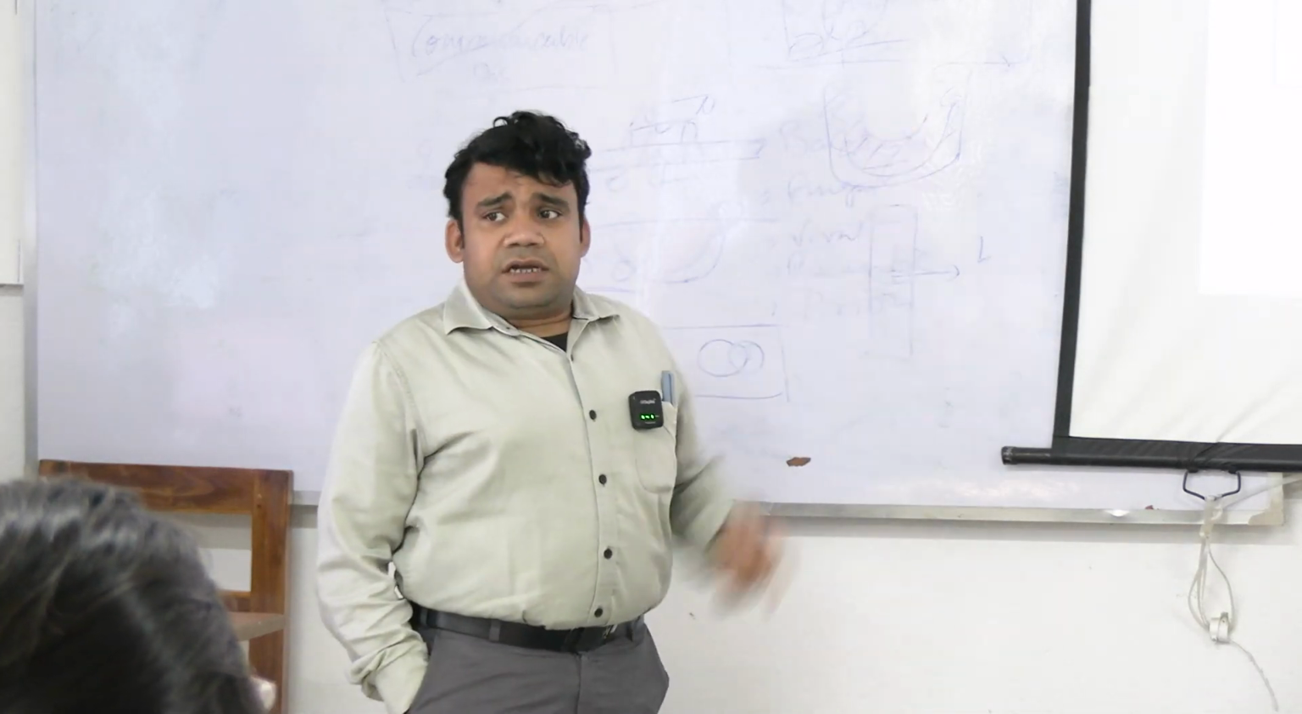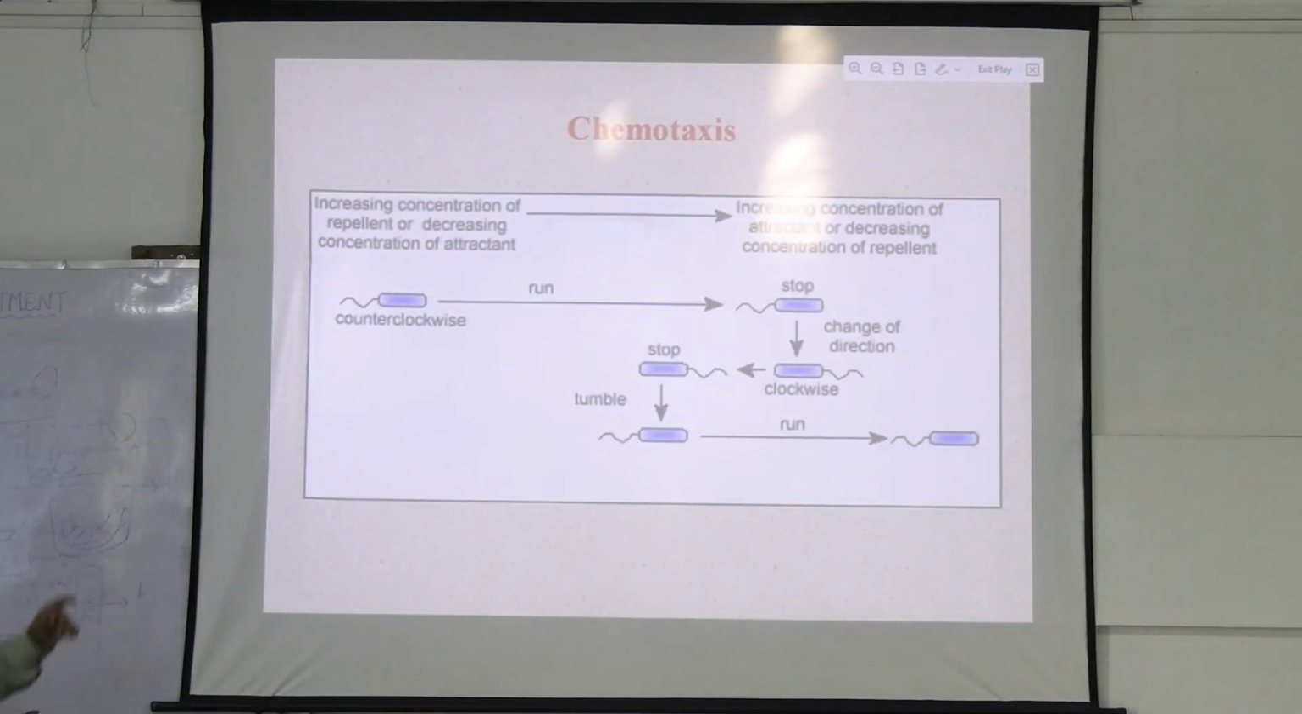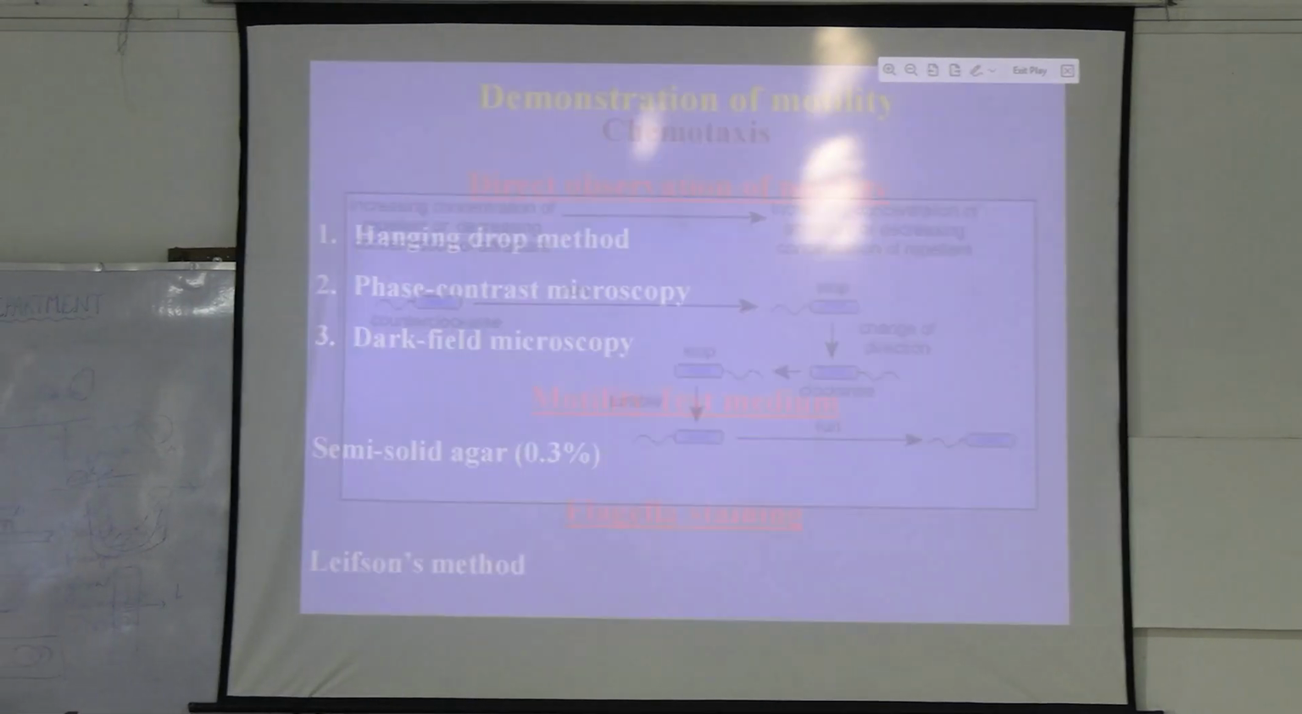When it reaches that area, it needs to stop. It cannot go on moving forward. So how does it stop? The flagella then moves in a clockwise direction, and what we see is called tumbling motility. So it tumbles and then stops moving. So this is how a bacteria can move.